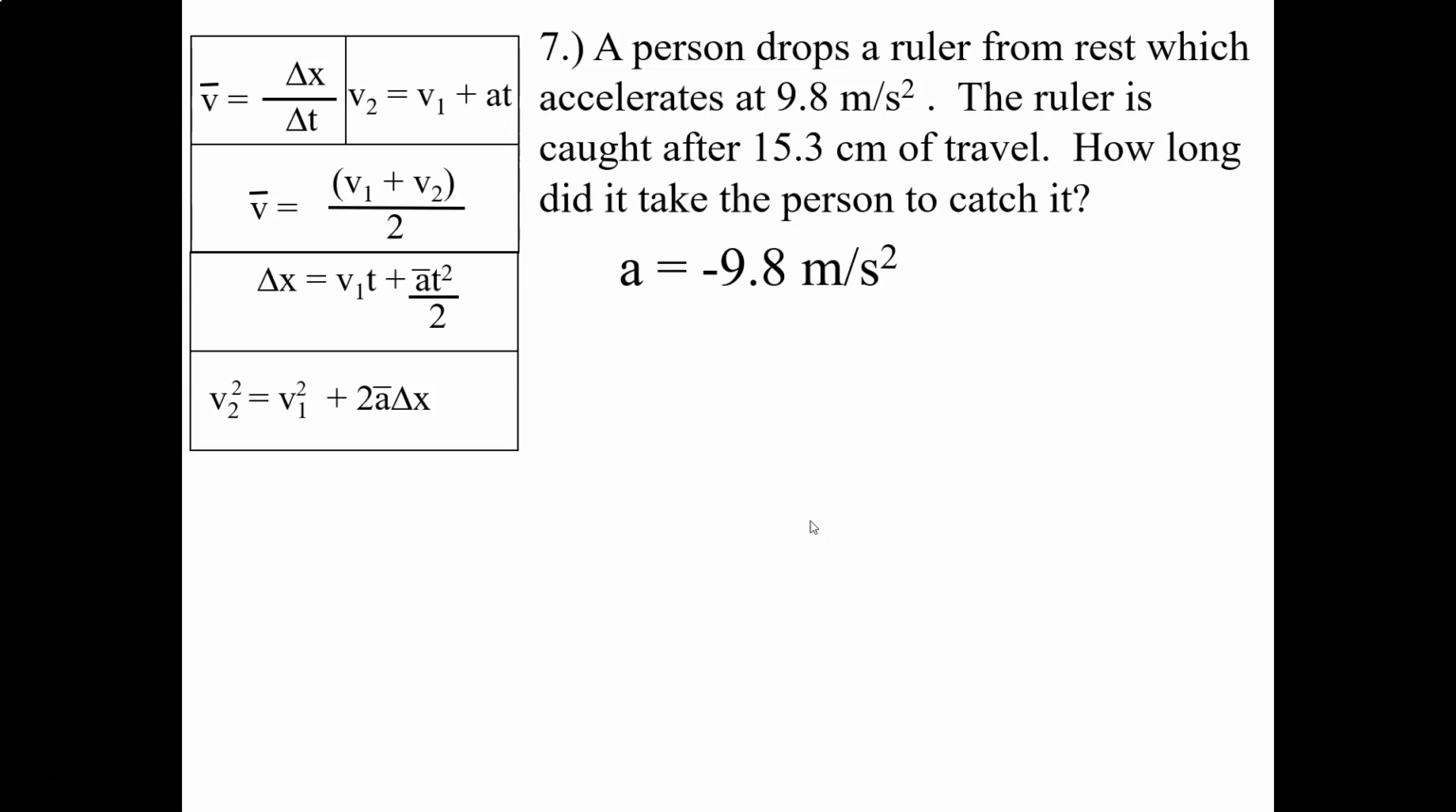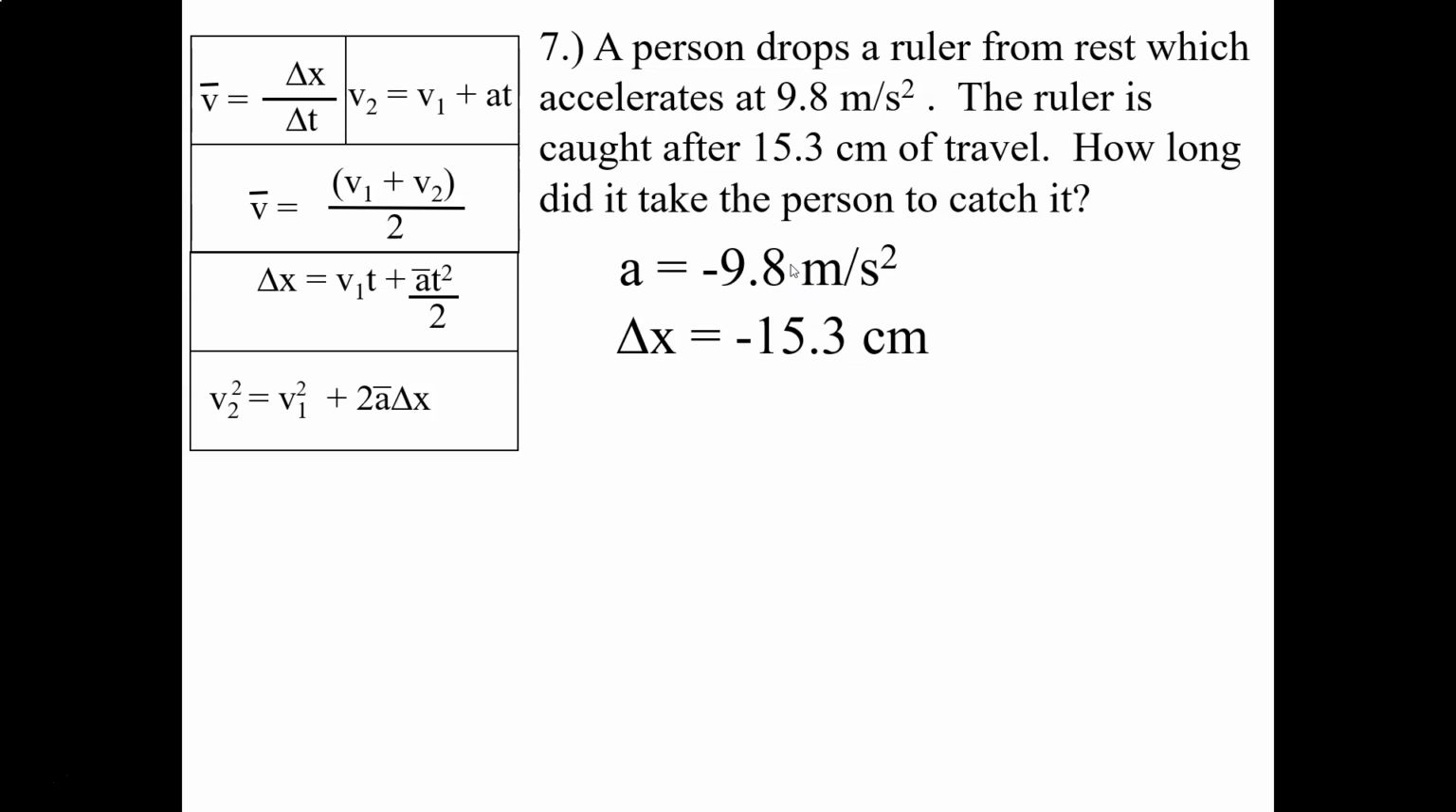Well, the first thing we know is that gravity is accelerating. The acceleration is 9.8 meters per second squared. Now here I made it negative. Why did I make it negative? Because it's downward. So we're going to consider down to be the negative direction and up to be positive. The displacement is minus 15.3 centimeters, also negative because the displacement is down.